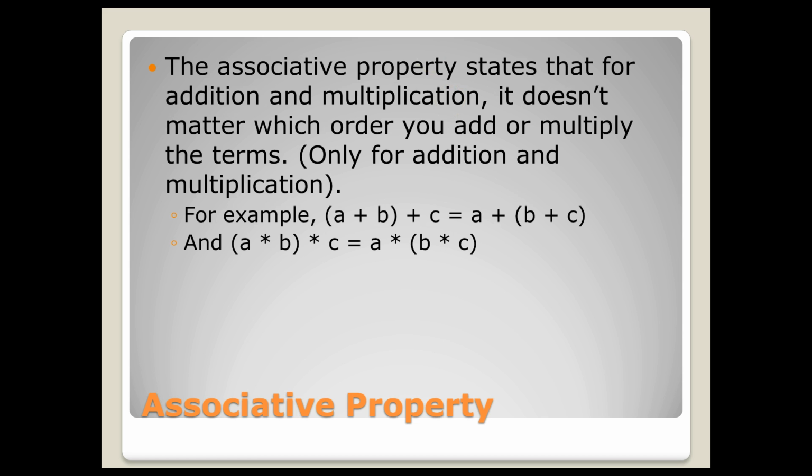The associative property states that for addition and multiplication, it doesn't matter which order you add or multiply the terms. This applies only for addition and multiplication. For example, the sum of a plus b added to c is equal to a plus the sum of b plus c. And the product of a and b times c is equal to a times the product of b and c. So these are all equal. It doesn't actually matter which order you add or multiply the terms.